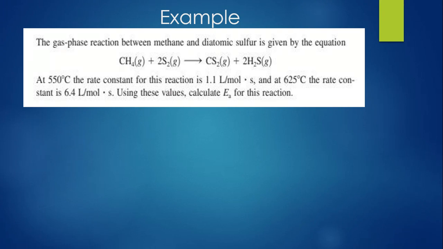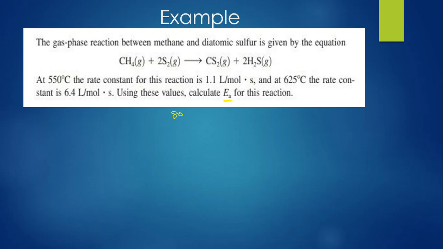and then at 625 degrees Celsius, the rate constant is given to be 6.4 liter per mole per second like that. So you have been given at this temperature 625 with its rate constant. So you have been given two temperatures, and these same two temperatures, they are having their rate constants. And then using these values, calculate the activation energy. So they want the activation energy for this reaction.